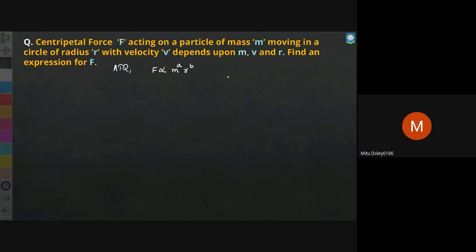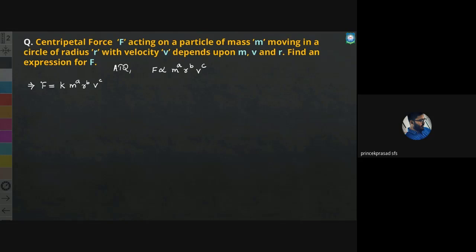Next quantity, velocity. Yeah, velocity, and I don't know the power, so take it as c. So this is the first relation. Now what is the next step? I can introduce a dimensionless constant, k. So F is equal to k times m raised to a, r raised to b, v raised to c.